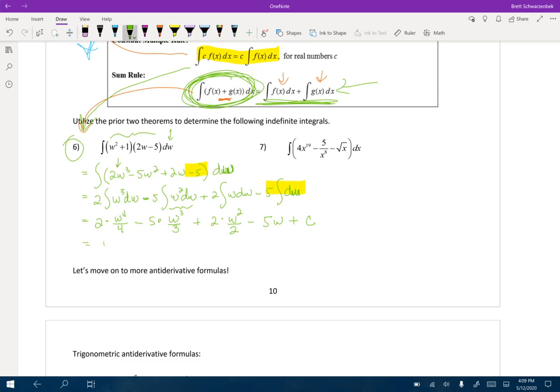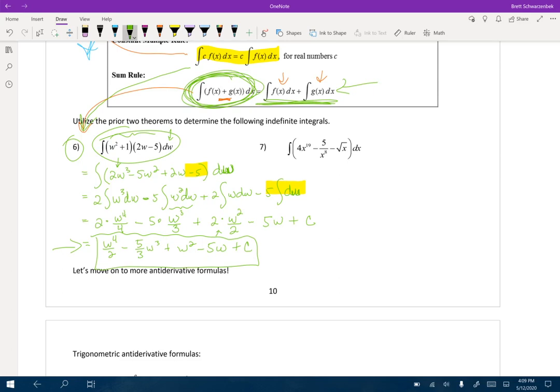So w to the 4th over 2, when we simplify the 2 and the 4, this doesn't simplify. So we can get 5/3 w cubed, or 5w cubed over 3. It doesn't really matter. Let's just do w cubed, that's fine. The 2's here cancel, so we just get w squared. The 5w, nothing happens, and the plus c. So what is the antiderivative of this function? It is this function right here. W to the 4th over 2 minus 5/3 w cubed plus 5w squared minus 5w plus c.